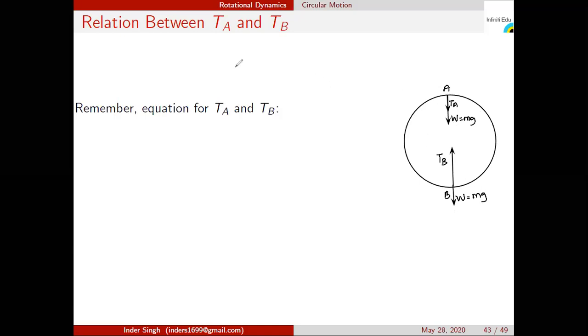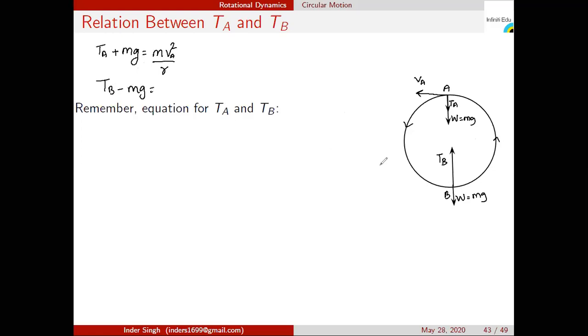So at position A, what we have is TA plus mg. It was giving the necessary centripetal force for circular motion. That means nothing but mv square divided by r, and the velocity at position A was va. The particle is moving in the anti-clockwise direction. So if you consider position B, TB is getting subtracted by mg. So TB minus mg, because they are in opposite directions, is giving the necessary centripetal force for circular motion because it is directed towards the center. So this is mvb square divided by r.